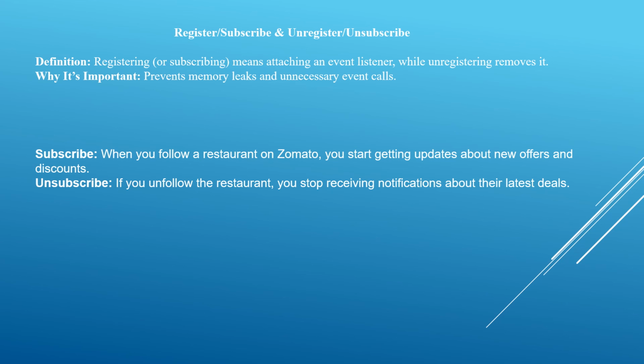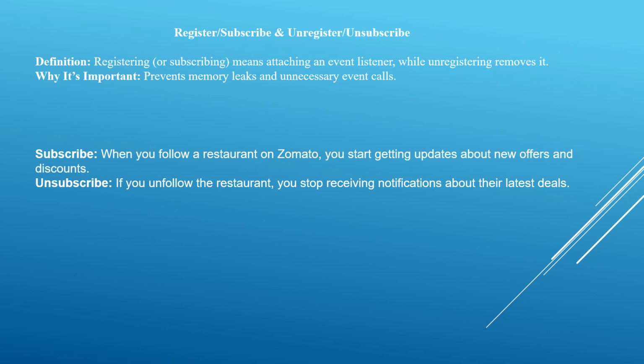So our last topic is registering and unregistering, or in other words we can say subscribing and unsubscribing. Registering means attaching an event listener to receive updates or notifications when an event occurs. Unregistering or unsubscribing means removing the event listener to stop receiving the data. This prevents memory leaks caused by unused event listeners and avoids unnecessary event calls that might slow down the ecosystem.